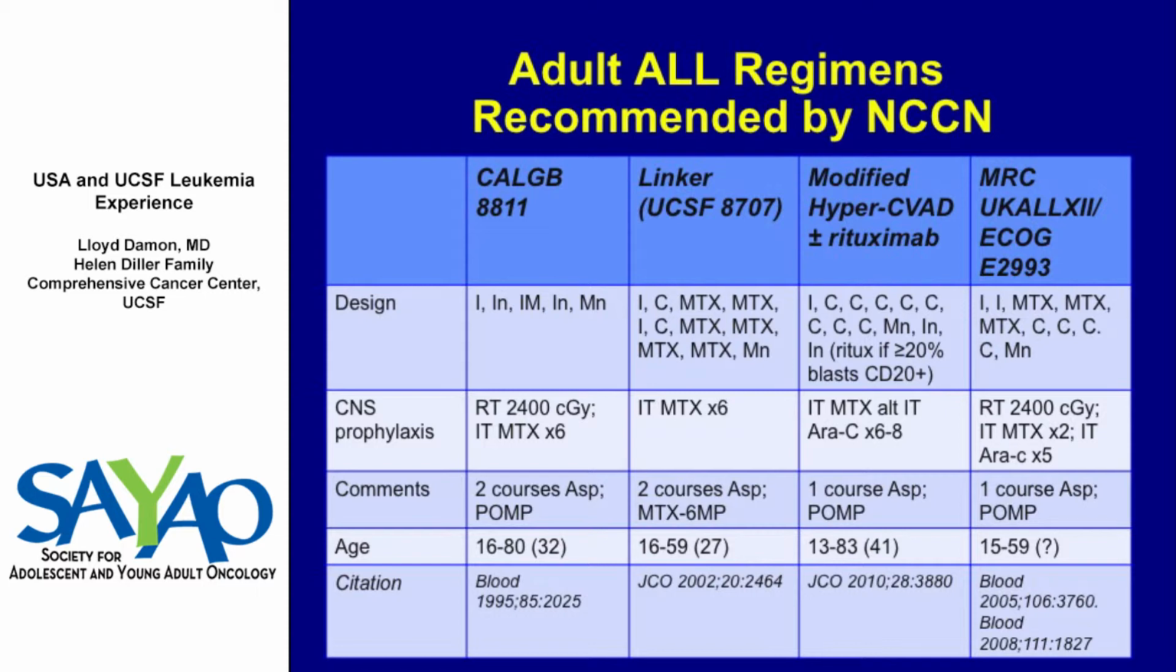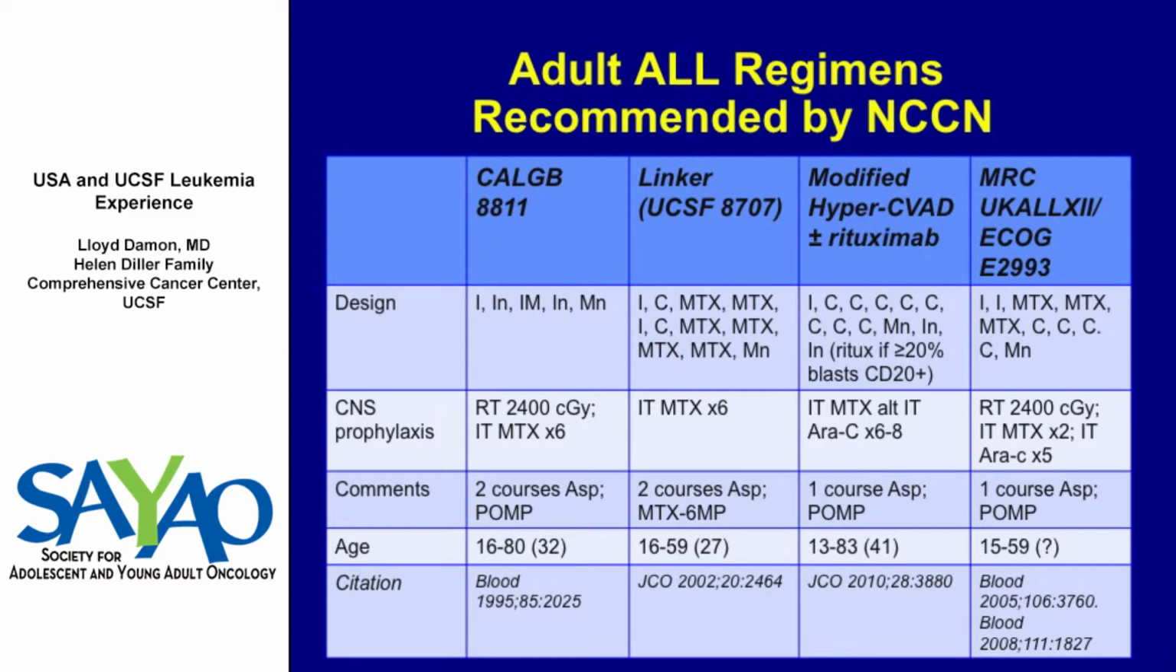In all fairness, mixed in with that is high-dose methotrexate as well. And this is the United Kingdom ECOG protocol. A couple things that are different. 2 of the protocols had utilized cranial radiation as CNS prophylaxis, CLGB 8811, as well as the United Kingdom 2993. And then other comments, 2 courses of asparaginase here, 2 courses of asparaginase, 1 course of asparaginase, 1 course of asparaginase. And I've mentioned that POMP is typically used, except we did not do that in our particular study.